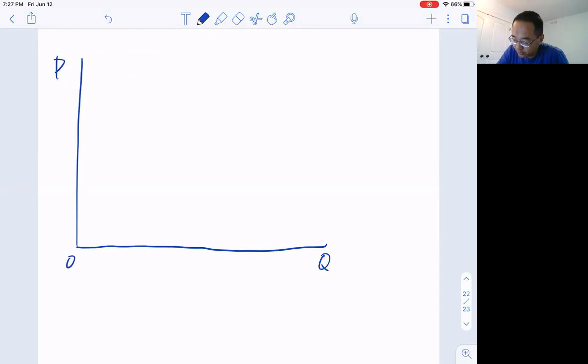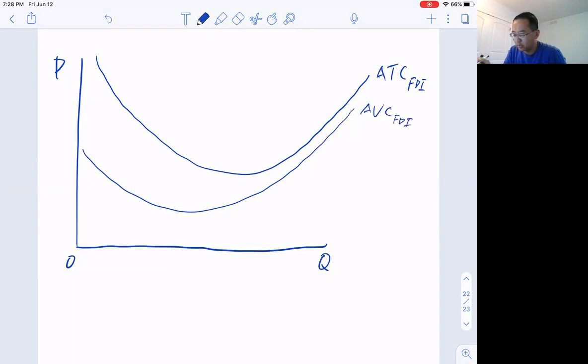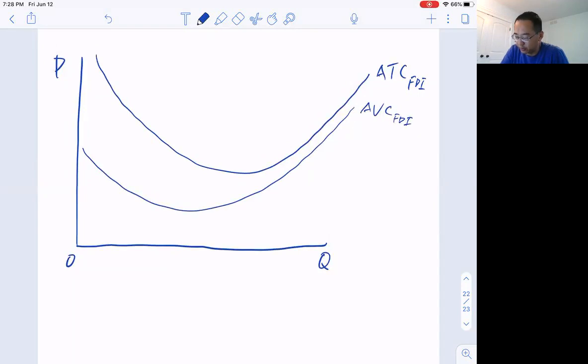So what's going to happen is that you're going to have an average total cost curve that starts high and then eventually goes up. So this is ATC with directly investing in your own plant. Okay, and that means your average variable cost is going to look something like this. And the vertical difference between these two curves is then your average fixed cost.